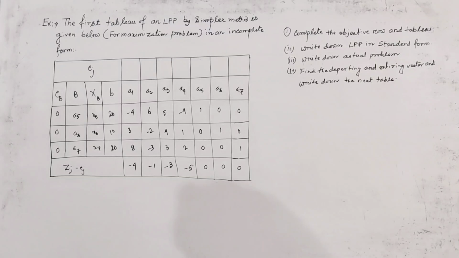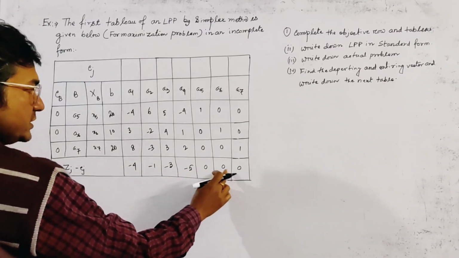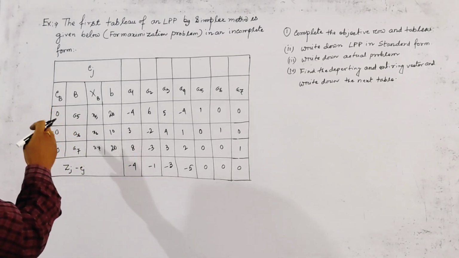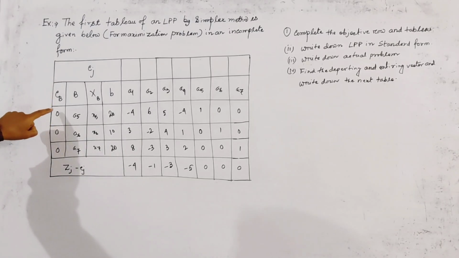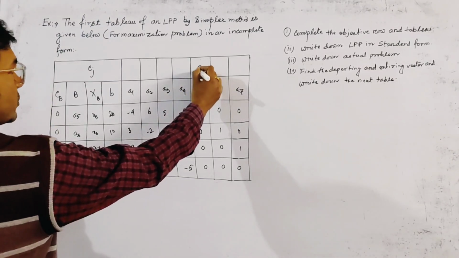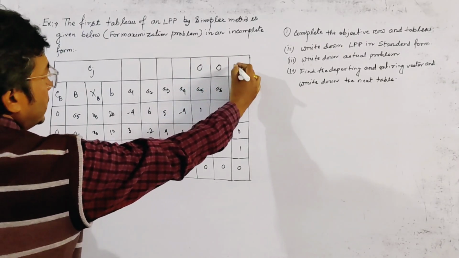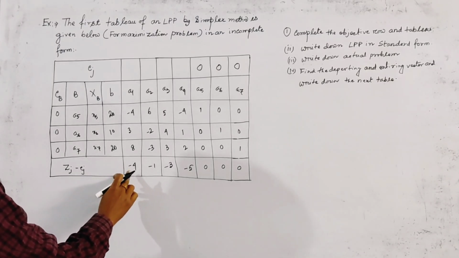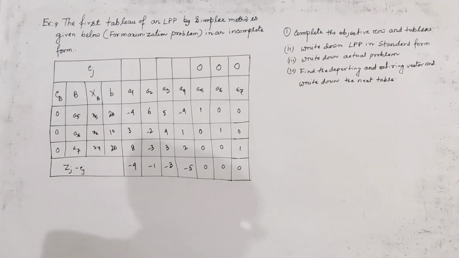Now it is also given that these three net evaluations, zj minus cj, are 0. So the cost coefficients here must be 0, 0 and 0. We write this as the cost coefficient of a5, this is a6 and this is also a7. Now here the net evaluations are -4, -1, -3 and -5.